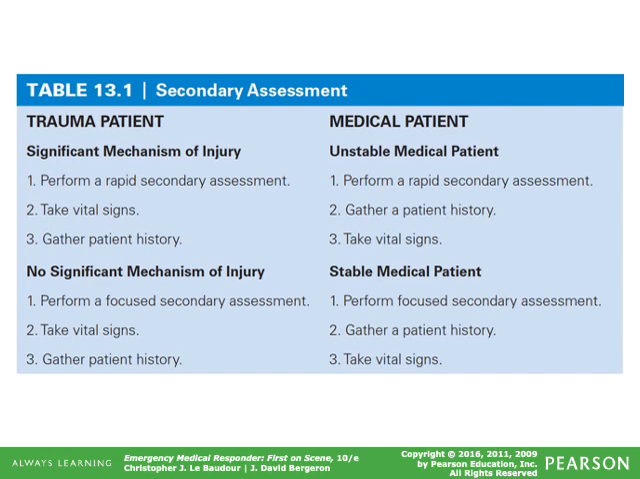the patient's history. So for medical patients, if you've got an unstable medical patient, which is generally going to have an issue with their airway, breathing, or circulation, you're going to perform a rapid secondary assessment, gather patient history from the patient or the family while your partner is getting a set of vital signs. Again, for the stable medical patient, you're going to perform a focused secondary assessment. If they're not as critical, they'll be more able to let you know what's going on with them. And gather a patient history, and obtain vital signs.